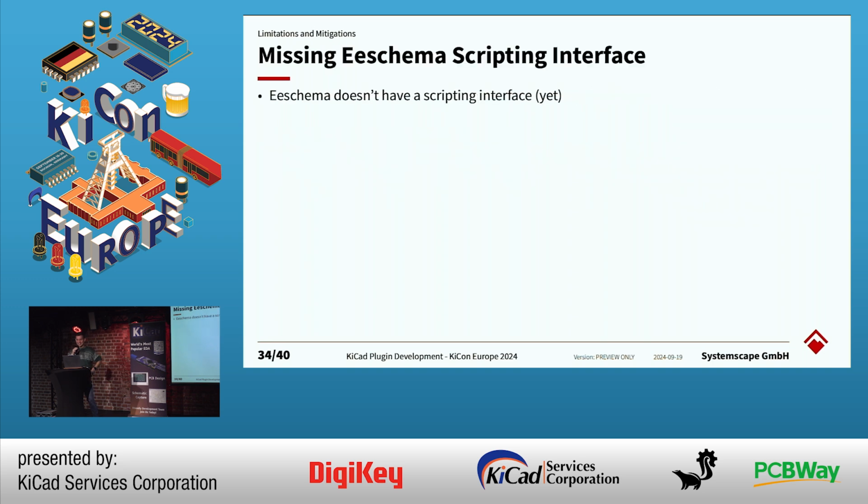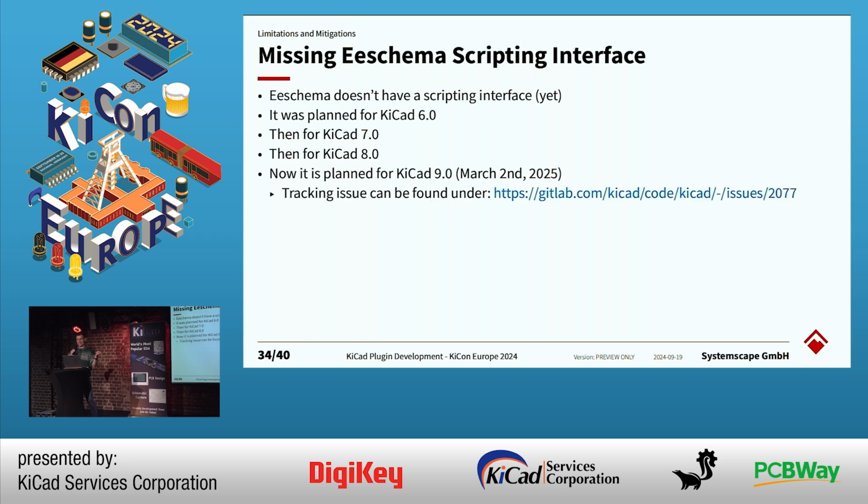Then there's this missing eeschema scripting interface. Eeschema doesn't have a scripting interface yet. I don't know if it will ever see those Python bindings. No, it won't. Okay, that's great. So that makes no sense. But it was planned for KiCad 6.0. Also for KiCad 7 and 8. So now it will be added with KiCad 9.0, the new API.